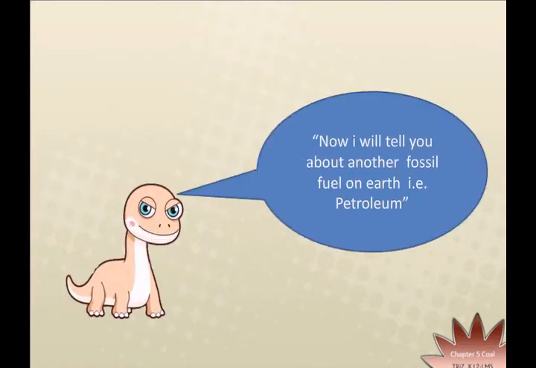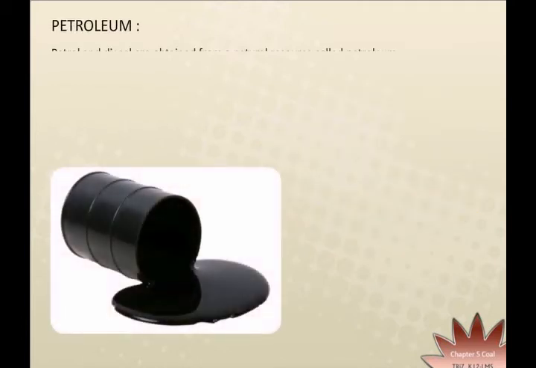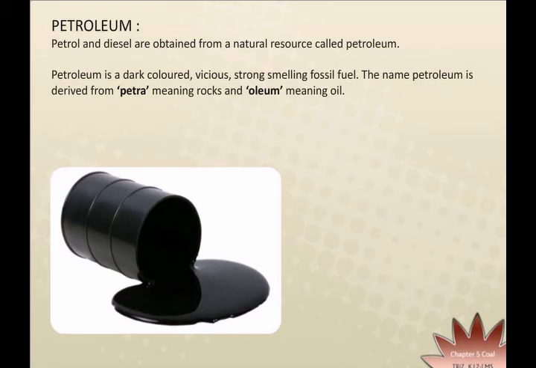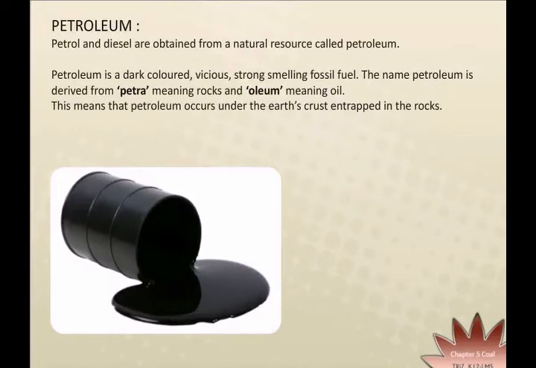Now I will tell you about another fossil fuel on earth, that is petroleum. Petrol and diesel are obtained from a natural resource called petroleum. Petroleum is a dark-colored, viscous, strong-smelling fossil fuel. The name petroleum is derived from petra, meaning rocks, and oleum, meaning oil. This means that petroleum occurs under the Earth's crust, entrapped in the rocks.